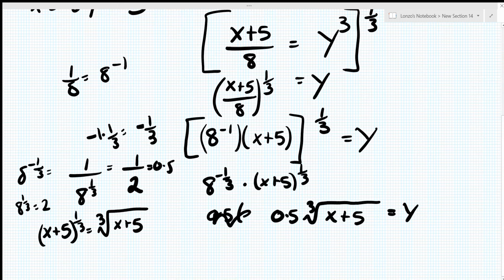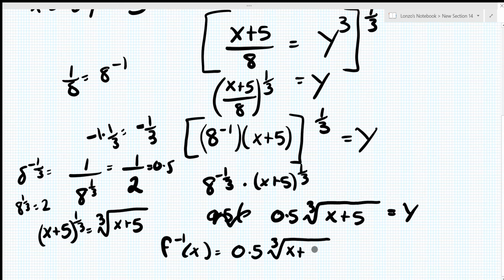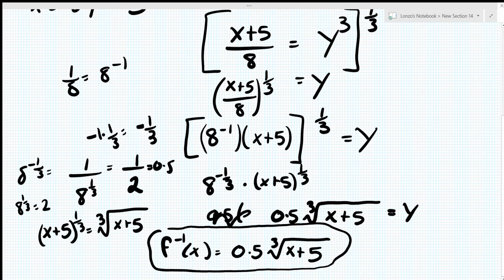equals y. And then the last step is replace that y with f inverse, so it's going to be f inverse of x equals 0.5 times cube root of x plus 5. And that's your final answer. So yeah, that wraps it up for this section.